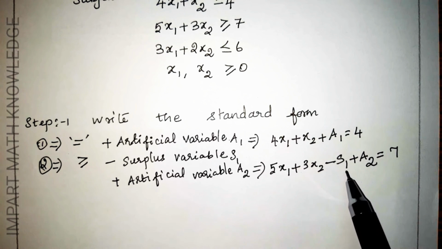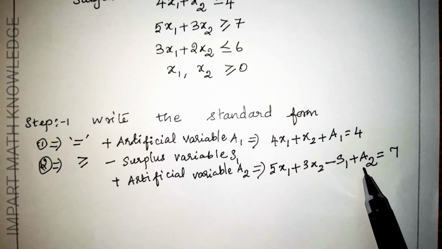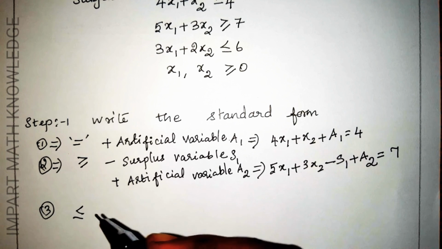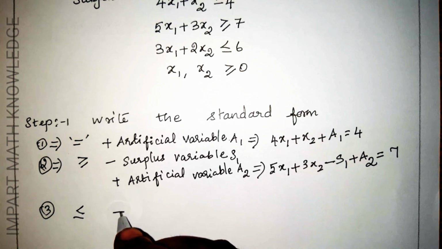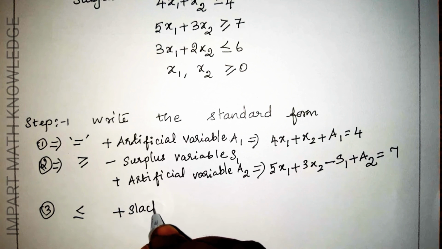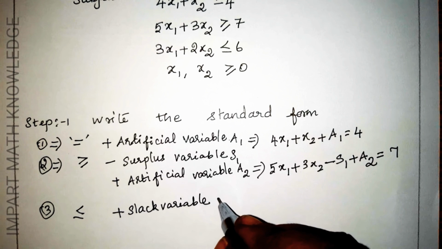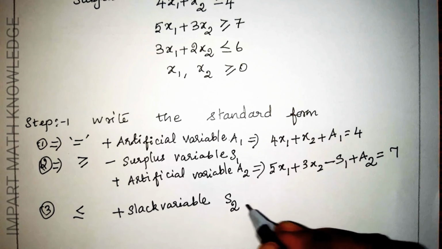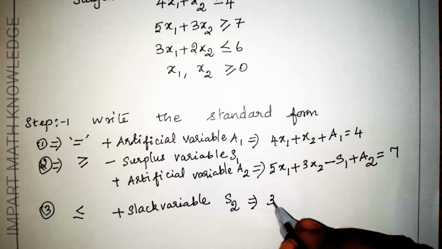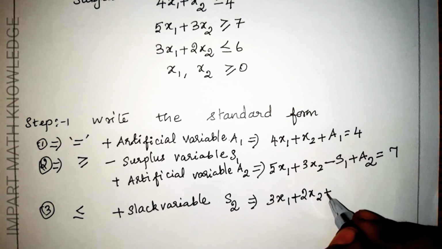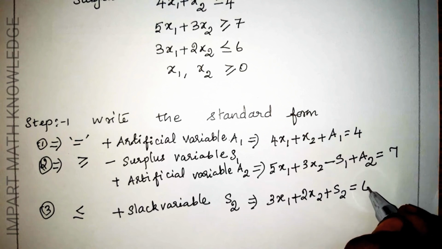Whenever you have to introduce a surplus variable, you have to introduce an artificial variable also. Now the third condition is of less than or equal to type, so you have to add the slack variable s2, that is 3x1 + 2x2 + s2 = 6.